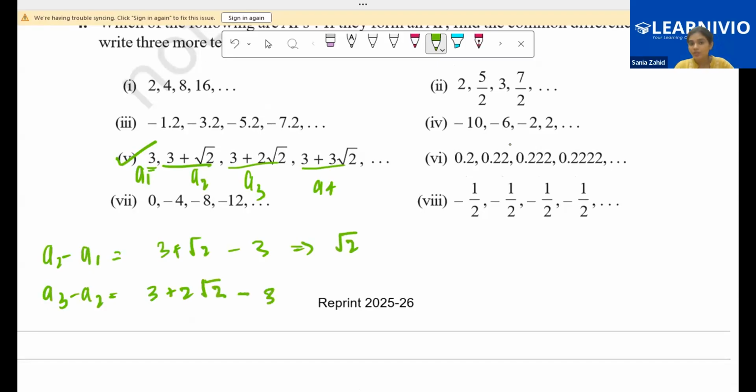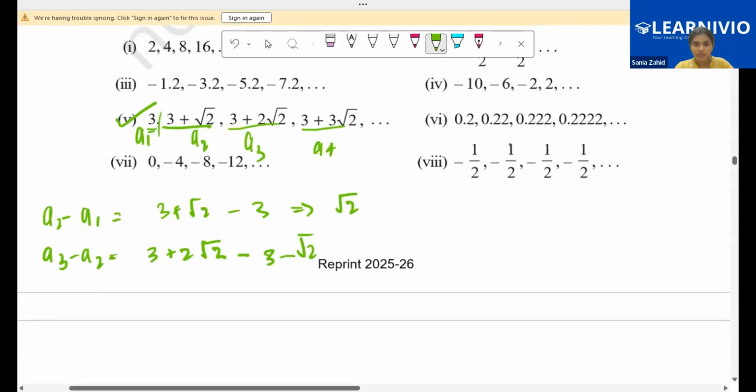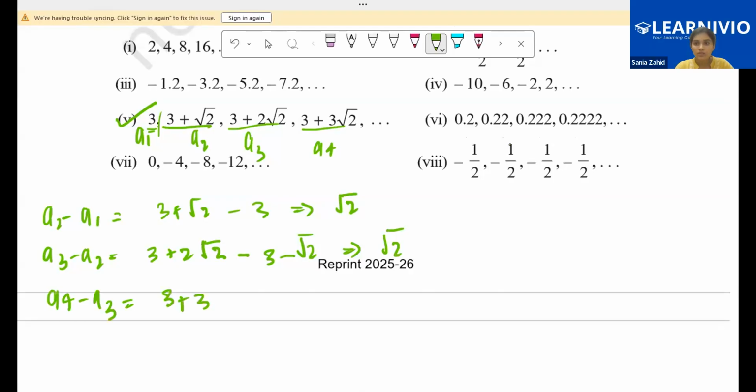And now see, this is one whole term. So when you put the minus sign, the minus sign is on the root 2 as well. Right? So how much does this become? 3 minus 3 is 0. 2 root 2 minus root 2 is root 2 again. Then A4 minus A3. It becomes 3 plus 3 root 2 minus 3 minus 2 root 2. So 3 minus 3 is again 0 and 3 root 2 minus 2 root 2 is again root 2.